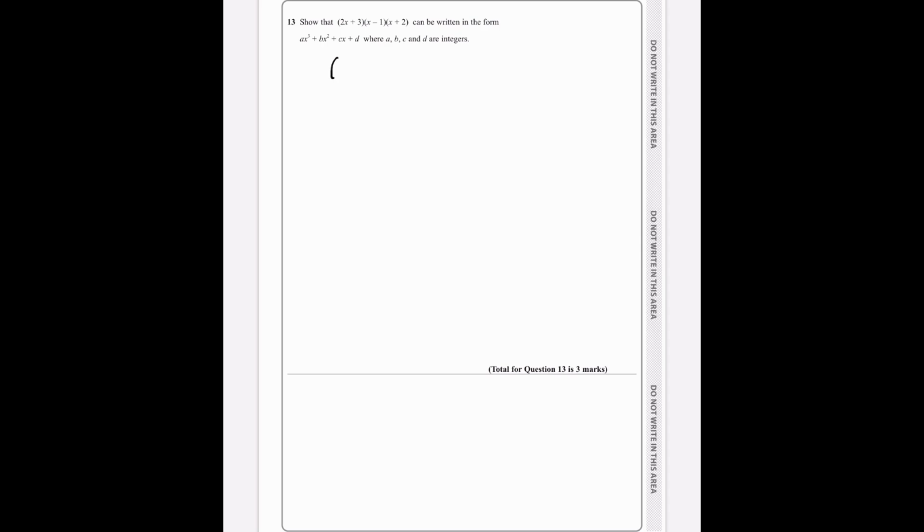Question 13, that's expanding triple brackets. I've picked the first 2, expanded those, and then multiplied it by the last one. It doesn't matter if you've done it in a different order. You could pick any 2 of the 3, expand those out, and then multiply each part by each part in the other.